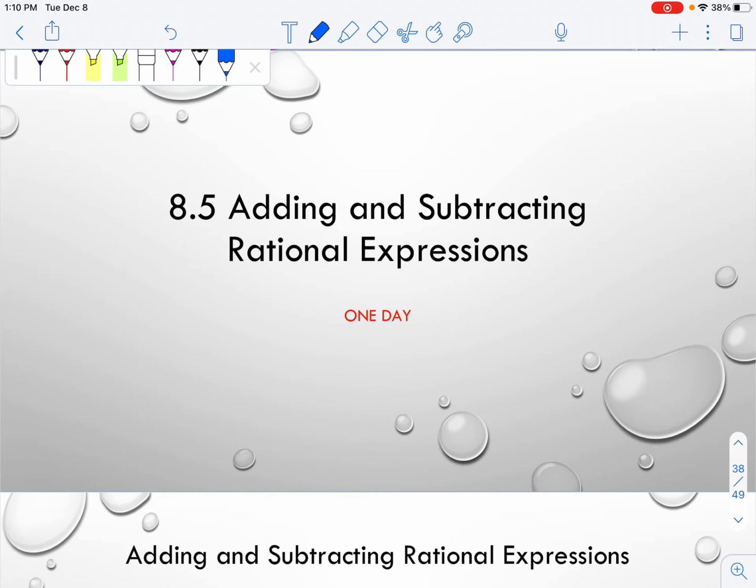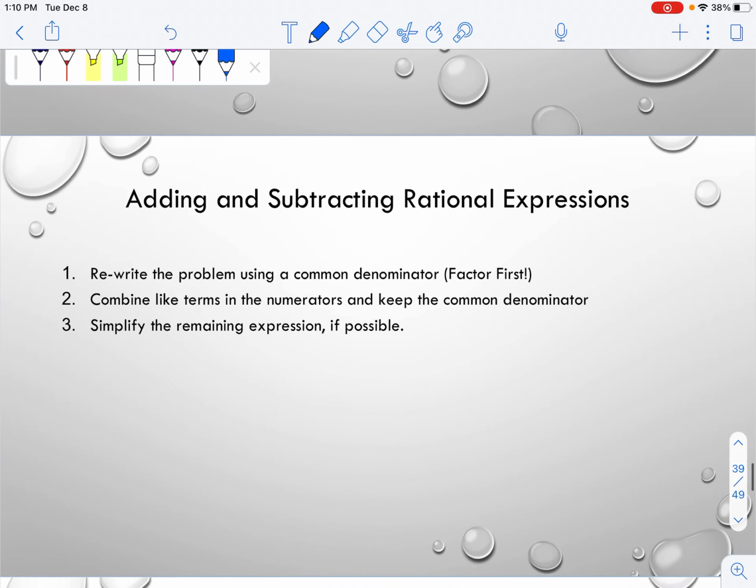Okay, so how do we add and subtract rational expressions? And again, adding and subtracting fractions. What we need to do is find a common denominator. We can't combine fractions or ratios unless we have a common denominator. So that's step number one. We may need to factor things to figure out what we need to multiply by to get it in common, which is why we say factor everything first.